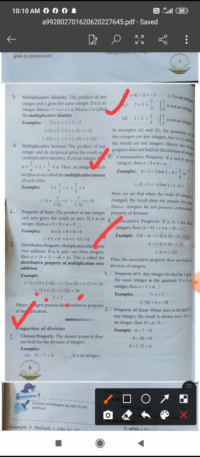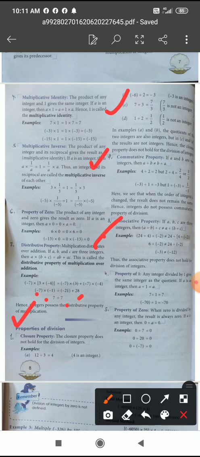Then associative property. Associative property also does not hold for division of integers, because a divided b divided c not equal to a divided b divided c. Okay. Then property of 1. Any integer divided by 1 gives the same integer as the quotient. If a is an integer, then a divided 1 equal to a. For example, 7 divided 1 equal to 7.